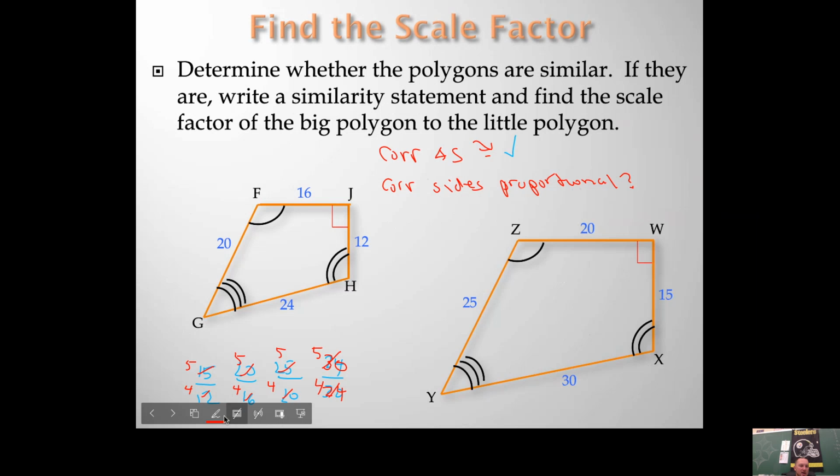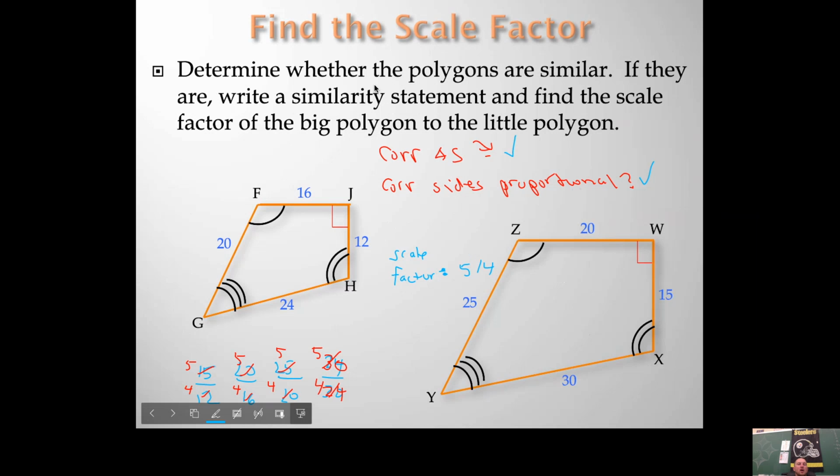Are the corresponding sides proportional? They are. They want you to write a similarity statement and find the scale factor. Well, what's the scale factor going to be? Scale factor is just that ratio that we found. So our scale factor is 5 to 4. And that should be a colon instead of an equal sign.